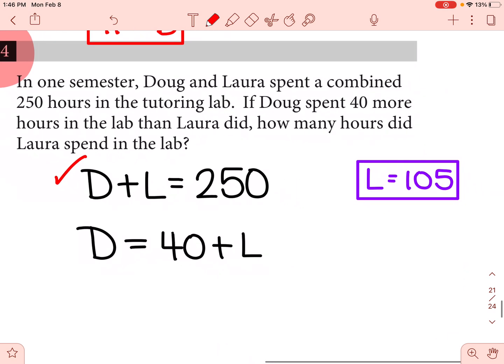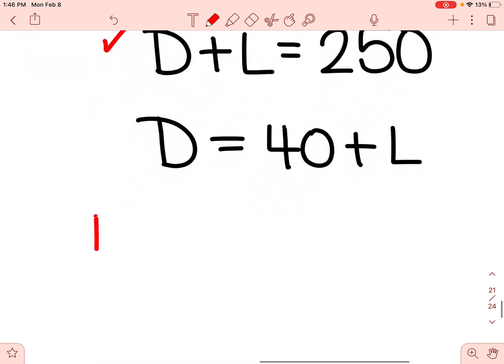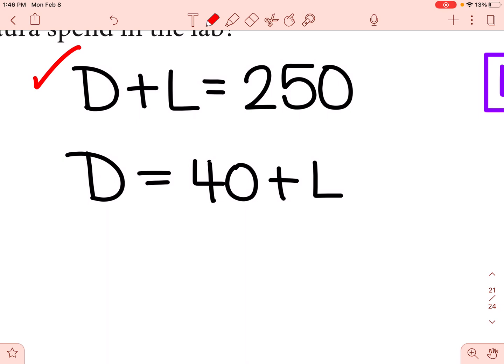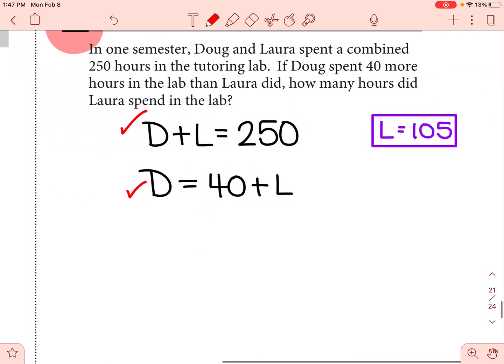It's the second equation that I always struggle with. Doug spent 40 more hours. A lot of students want to say Doug plus 40, but that's not how it works. Doug's total amount of time is 40 more than Laura's. I keep saying Lori, whatever, you guys get the idea. Whatever Laura's time is, we're going to add 40 to it, and that gives me Doug's time. So that second equation's a little harder to come up with.